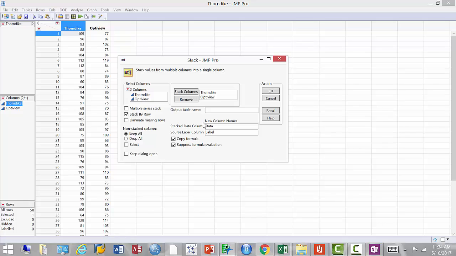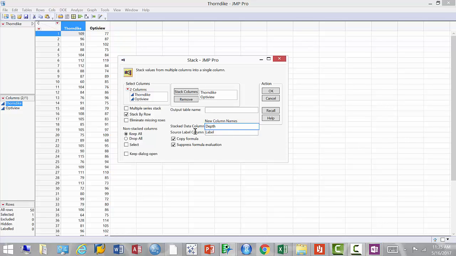I'm going to have another column which will give me labels, right? This data came from sample Thorndike. This data came from sample OptiView. So therefore, I have to actually specify something right here, where it says new column names. Stack data columns. How do you want to call it? So JMP offers us to call it data. Well, let's call it depth. How deep under the water it starts leaking, right? So depth. That's what actually we're measuring, right?